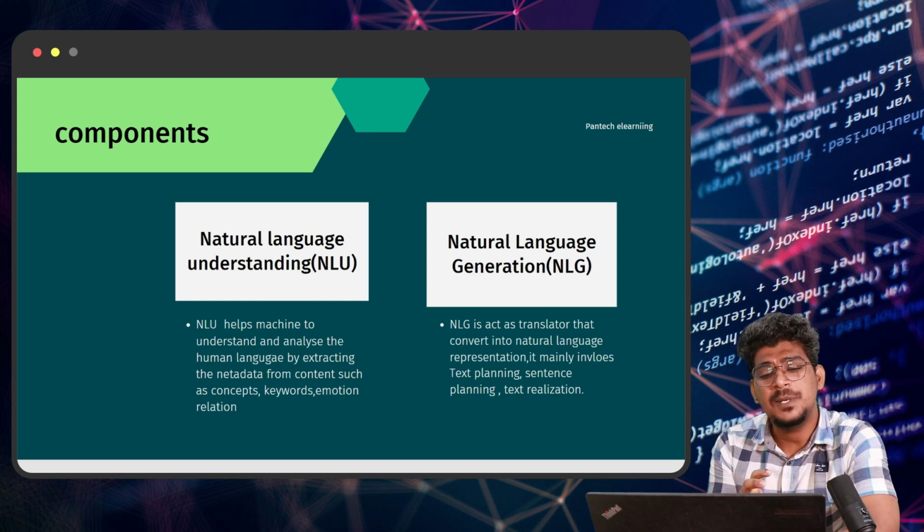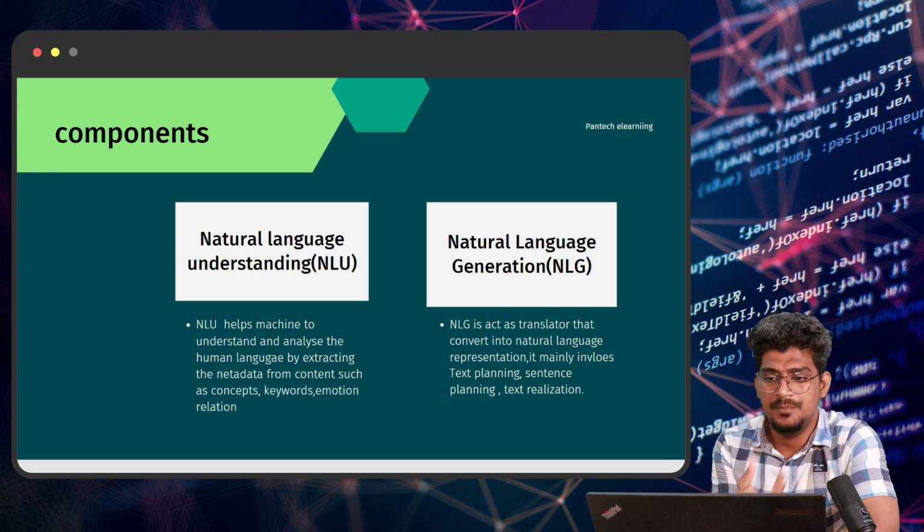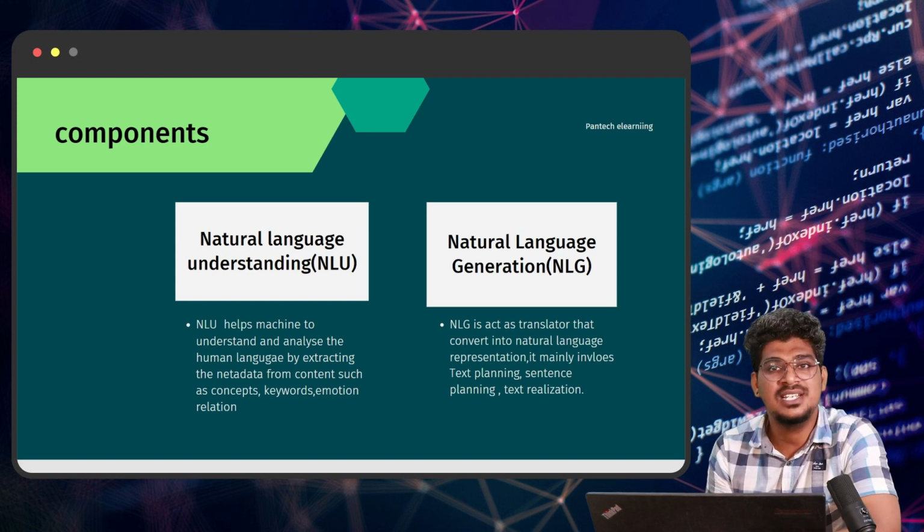For example, when you speak to the machine, it automatically converts it into text. That is the best example of NLU, natural language understanding. So that's why I mentioned it here.